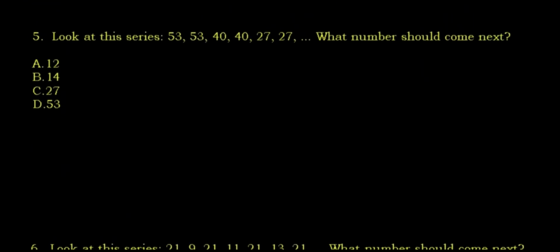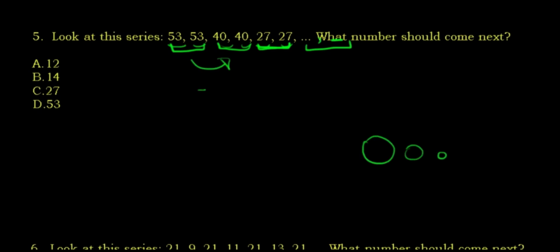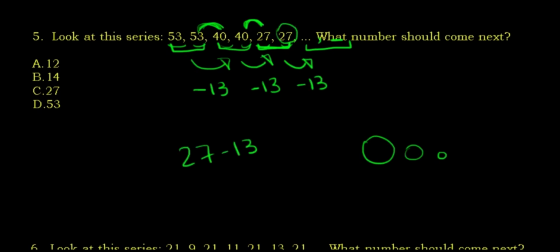Next, question number 5. Look at the series 53, 53, 40, 40, 27, 27. So that's the same number, and then the same number. That means two of the next upcoming numbers will be exactly the same. What's happening? Clearly, they are becoming smaller and smaller. The difference between 53 and 40 is a 13. The difference between 40 and 27 is again a 13, so I'm subtracting 13. Naturally, I would subtract another 13 from 27 to get my new answer. So 27 minus 13 gives me 14 as an answer. So that should be my next number.